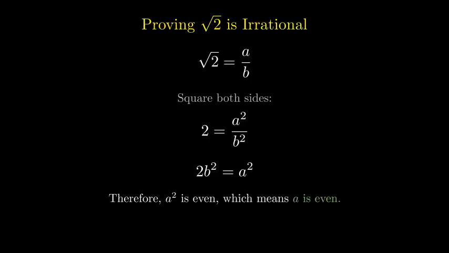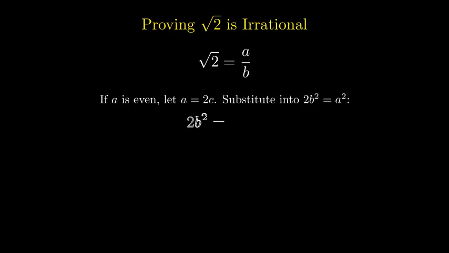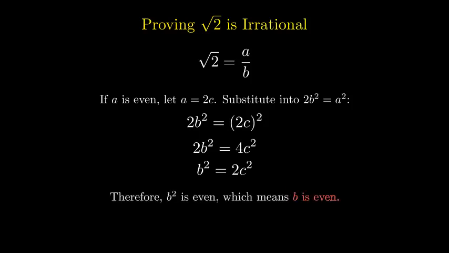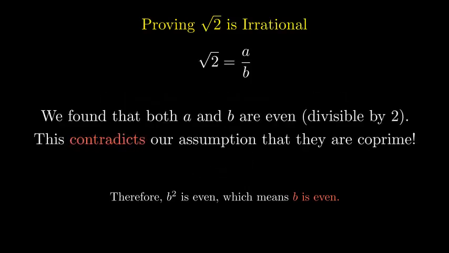This means a squared is even. Since a squared is even, a itself must be even. Let a equal 2c for some integer c. Step 3. Substitute a equals 2c. 2b squared equals the quantity 2c squared, which is 4c squared. Dividing both sides by 2, b squared equals 2c squared. So b squared is even, meaning b itself is also even.